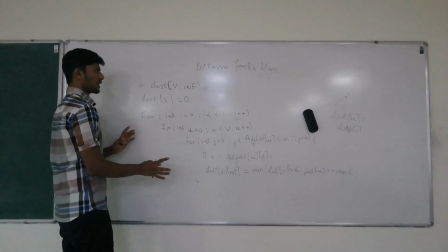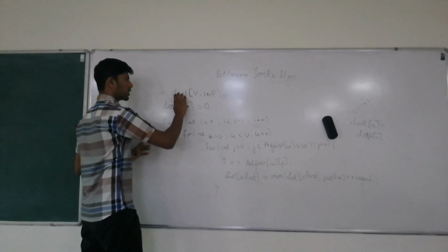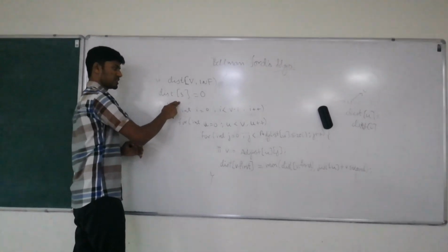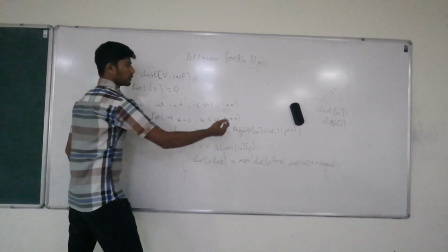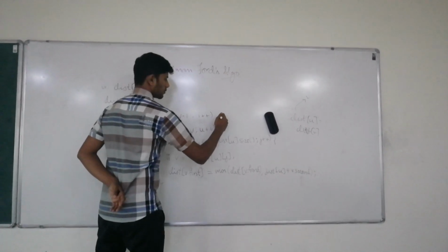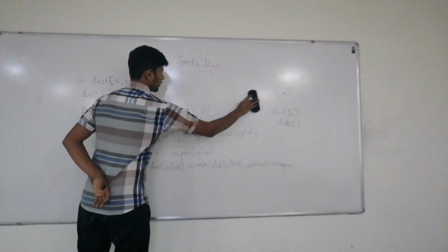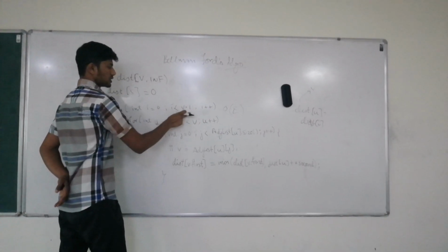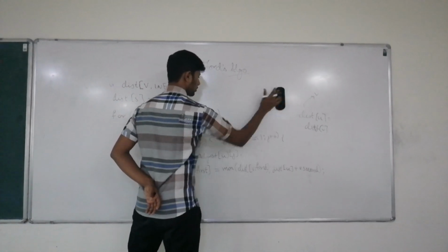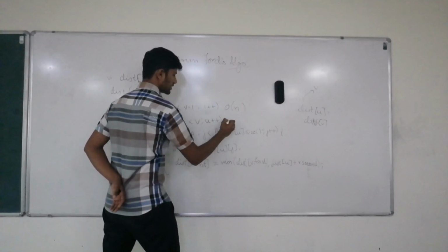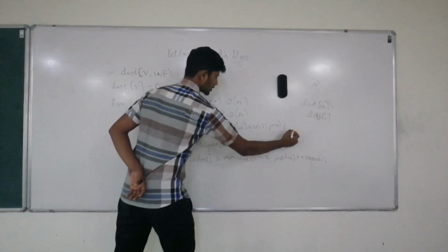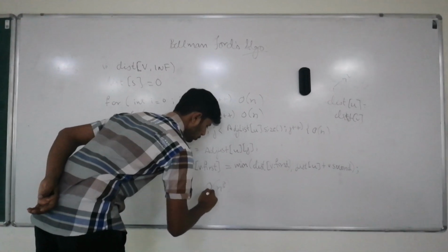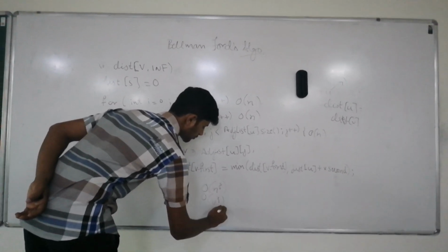So the implementation goes like this. First of all, there will be a vector called distance, and all the vertices will be initialized to infinity. The distance from source to source is 0. The first loop takes big O of n time, and this takes big O of n time, and this also takes big O of n time. So the final complexity is big O of n cube, or we can say big O of v cube. The end.